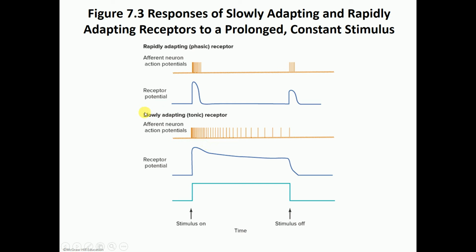In the case of slowly adapting receptors, so for example pain, this is where the pain starts. So in the on phase, you can see that the frequency of the action potentials is high, so the intensity of pain is high. As the day goes on, or the days go on, you're still experiencing the pain, but at a much lower level, and that is interpreted as lower frequency action potentials.